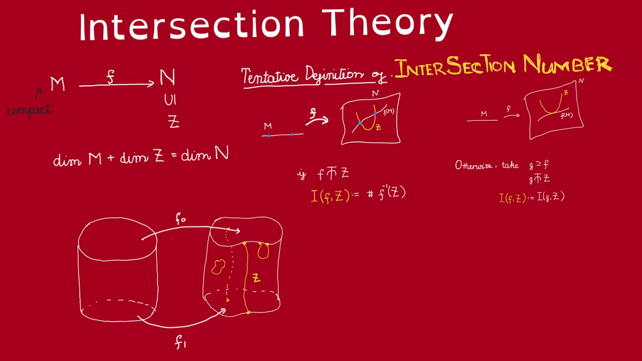Recall that we said there are two ways to fix this. One way is to only define the intersection number up to modulo 2, because these two intersection numbers will always differ by an even number. And then the second way to fix it is by assigning orientation and counting the intersection numbers with orientation. In this video, let us discuss intersection theory modulo 2.